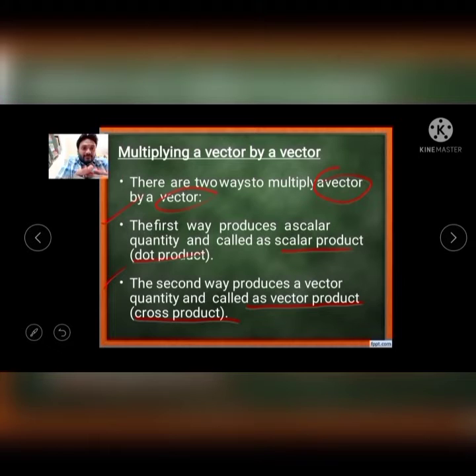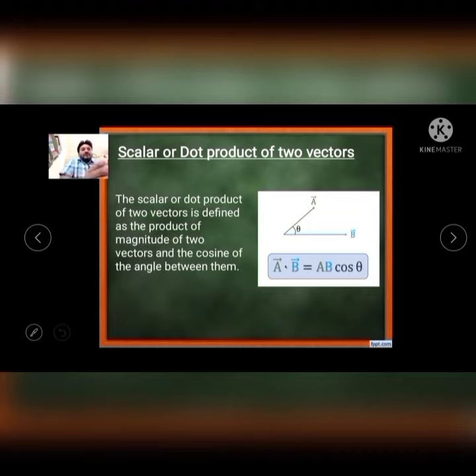What is scalar product or dot product, and what is vector product or cross product, one by one. So let us discuss scalar or dot product of two vectors. The scalar or dot product of two vectors is defined as the product of magnitude of two vectors and the cosine of the angle between them.